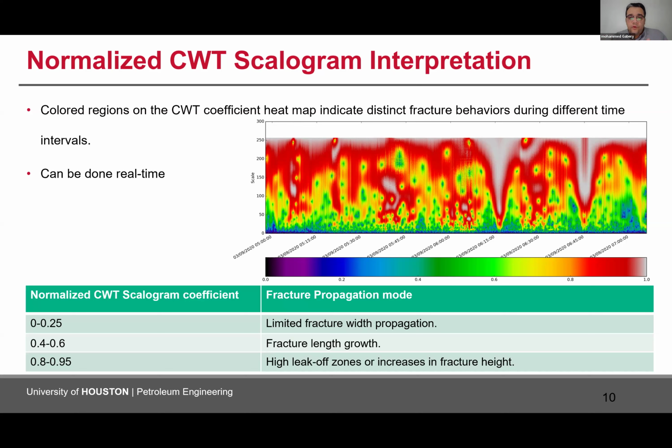can be understood when you read the scalogram from the start of the job till the end of the job. So we read it over time, and with the value of the energy, or the value of the normalized CWT scalogram coefficient, we can understand if it's propagating in length, or it has some limitation in width, or intersects natural fractures.